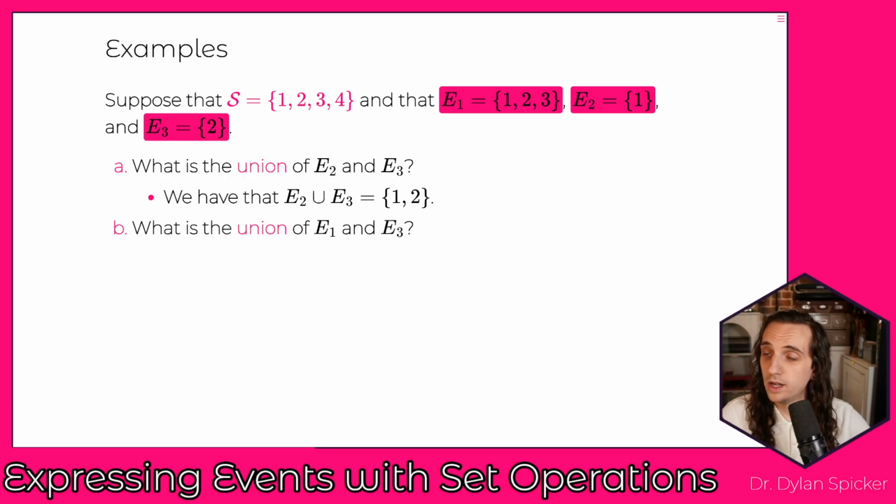What is the union of E1 and E3? And so again, we'll go here and we look at the set E1, right? And so we know that we're going to include a 1, a 2, and a 3.